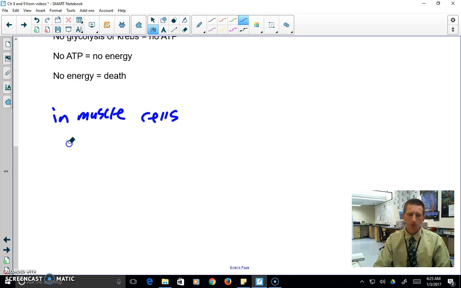In muscle cells, fermentation starts with pyruvate, which is the product of glycolysis. Then pyruvate, in just one step, is going to be broken down and make lactic acid.